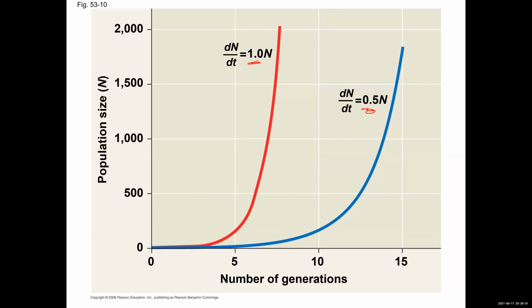So number of generations, if we're looking at bacteria and we go from 1 to 2, that's 1 generation. From 2 to 4, that's another generation, right? So we could say, well, it's 20 minutes and then it's 40 minutes, or then it's 2 generations, right?